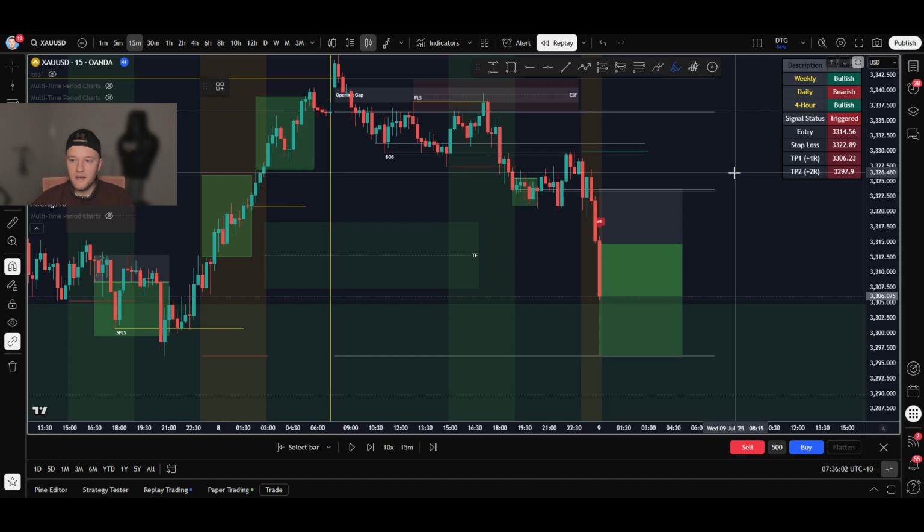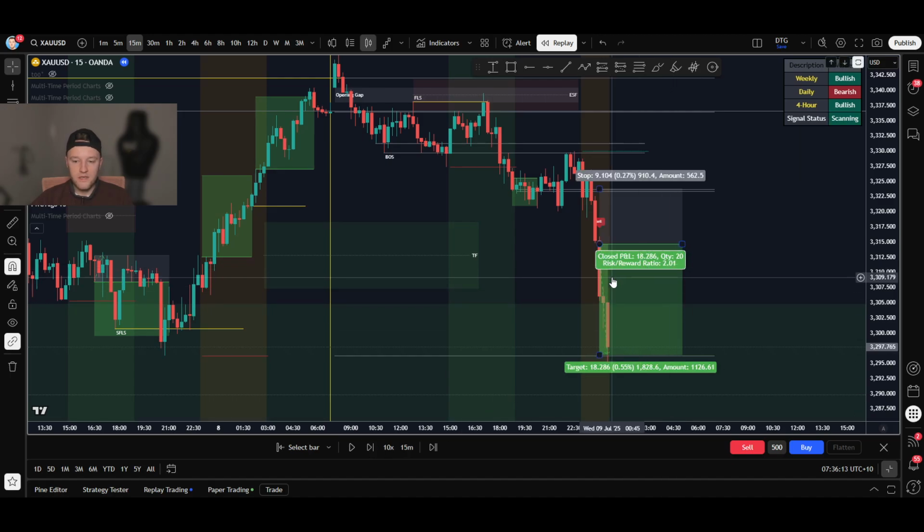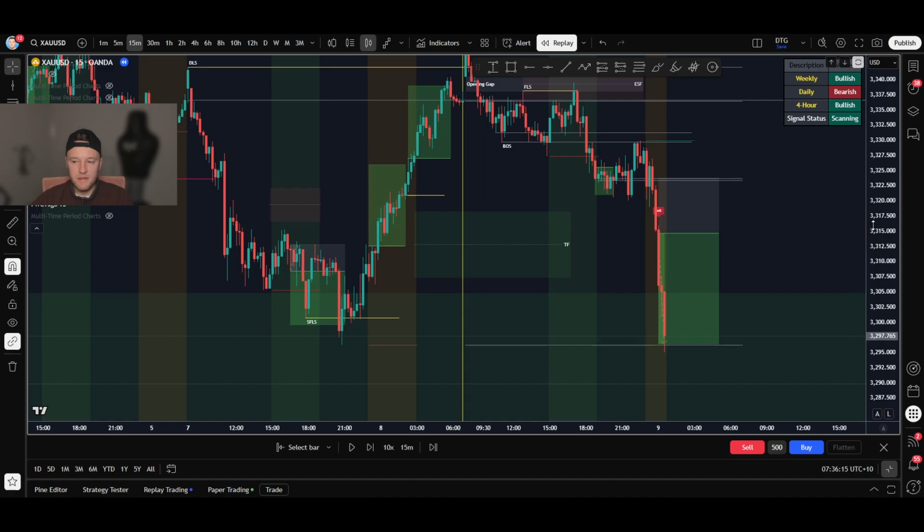If you look over here on the right-hand side, you can see you get the exact entry, stop loss, take profit 1 and take profit 2. And that was all she wrote, man. Boom. Price came down, 1 to 2 risk reward ratio, 183 pip profit.